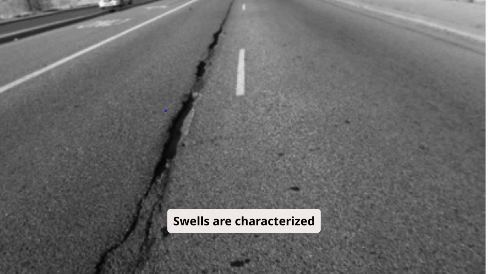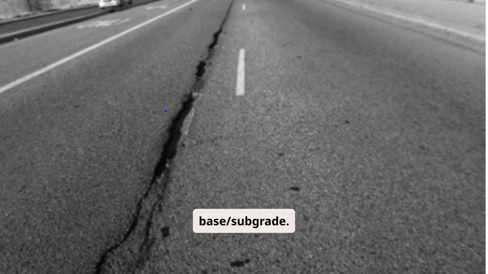Swells are characterized by upward displacement of the pavement surface due to frost heaving or swelling soils in a long, gradual wave that is more than 10 feet, 3 m, in length. Bumps are usually less than 10 feet, 3 m. Sags are abrupt downward displacement of the pavement surface, initiated with loss or settlement of the underlying base subgrade. Sags accompanied by cracking are known as dipping or cupping.